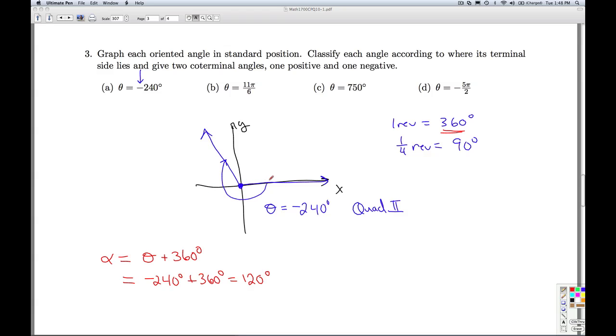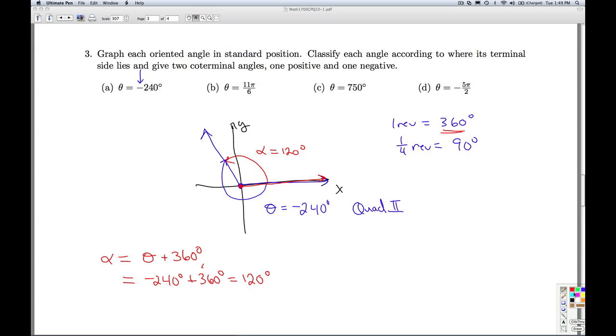Even though we're not asked to do so, it's instructive to actually plot alpha. If we plot alpha in standard position, we're going to start here and rotate counterclockwise 120 degrees. So that's where alpha is. We can think of alpha this way. If we think of it as the sum of these two angles, I can think of starting here, going negative 240 degrees clockwise, and then adding 360 means I'm going to be going 360 degrees, one revolution counterclockwise. So I go clockwise 240 degrees, 360 degrees counterclockwise will land me right there.